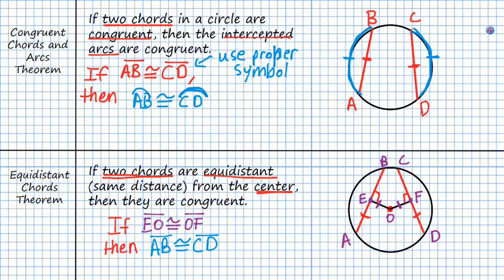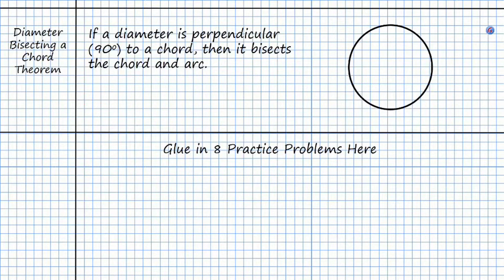All right, and finally, let's take a look at our very last theorem. We have the diameter bisecting a chord theorem. If a diameter is perpendicular to a chord, then it bisects the chord and the arc. So we have a diameter, and it's perpendicular to a chord, so I have to have some kind of degree measure. We have the chord and the arc, and also importantly, because we have the diameter, that means we need a center. So we're going to deal with the center.